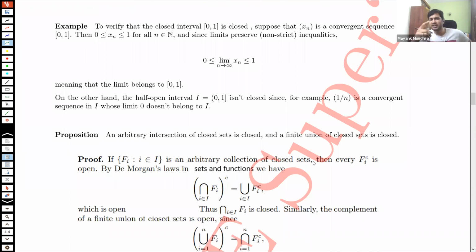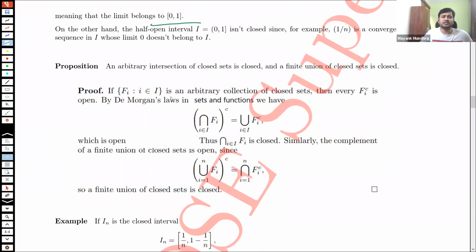So then there are a few examples. I've already talked about these examples. 0 to 1 is closed. Okay. This next proposition, very important. An arbitrary intersection of closed sets is closed and a finite union of closed sets is closed.